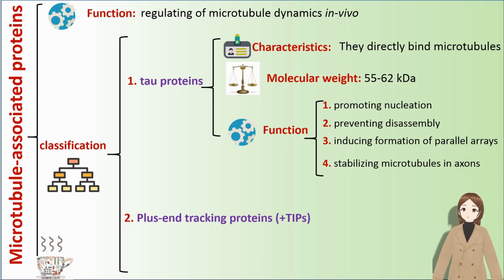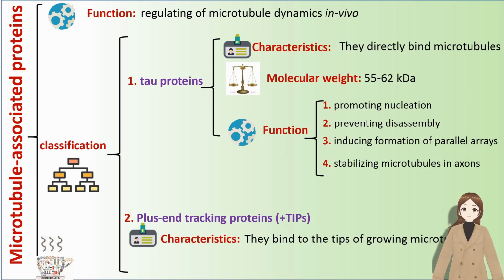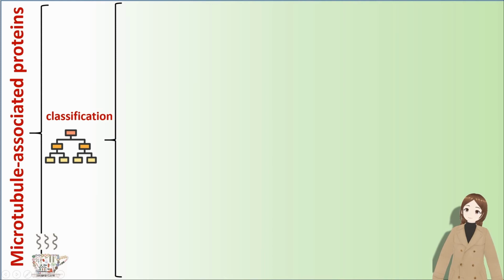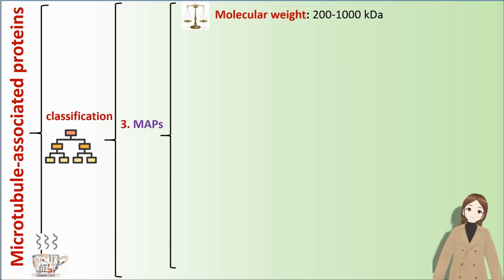The second subgroup is plus-end tracking proteins, or plus TIPs. They bind to the tips of growing microtubules. They play a role in regulating microtubule dynamics. The third subgroup is MAPs. Their molecular weight is 200 to 1000 kilodalton.